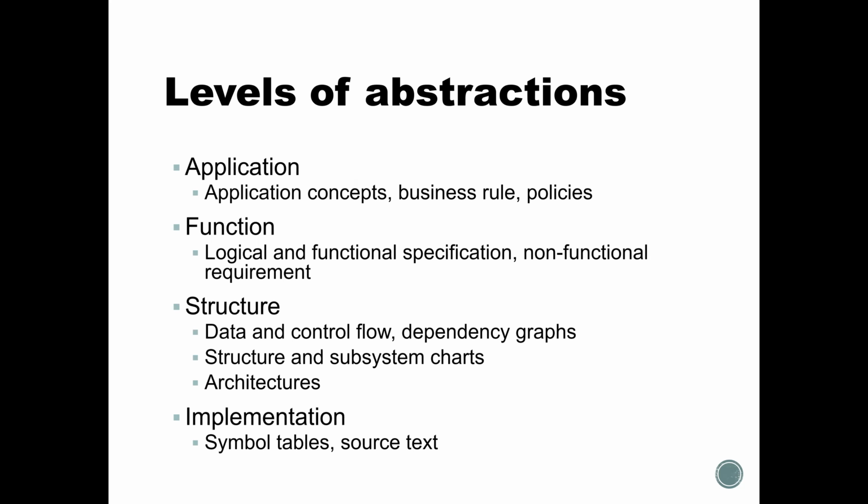What are the different data structures or structures that have been used? Maybe we have followed some data and control flow. There are some dependency graphs, some structure and subsystem charts that have been followed, and we can also get some information about what are the different high-level architectures that have been used during the abstraction. And of course, implementation, which is going to cover the different symbol tables, source text, and so on.